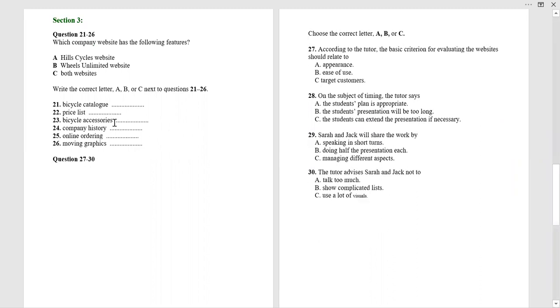Okay, 27 to 30 are here, right? Okay, this is the third section. Have a look at the question and we'll be starting then. It's sort of classification and MCQ.